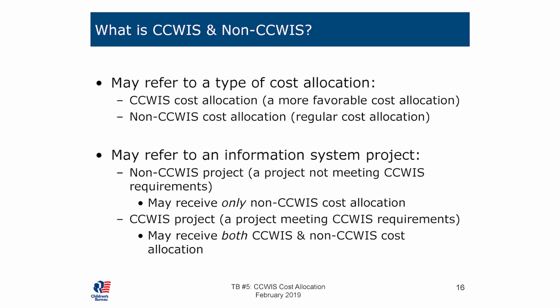But we also want to talk about CCWIS and non-CCWIS projects. Without getting into the regulatory nuances, CCWIS projects are information systems projects that meet CCWIS requirements. And a non-CCWIS project is one that does not meet every CCWIS requirement. CCWIS projects may get both CCWIS and non-CCWIS cost allocation. While it is possible that a CCWIS project only uses CCWIS cost allocation, many CCWIS projects may partially qualify for CCWIS cost allocation, and the rest gets non-CCWIS cost allocation. This analysis to determine what part of a CCWIS gets what type of cost allocation is the key to developing the cost allocation plans for your CCWIS. Next slide, please.